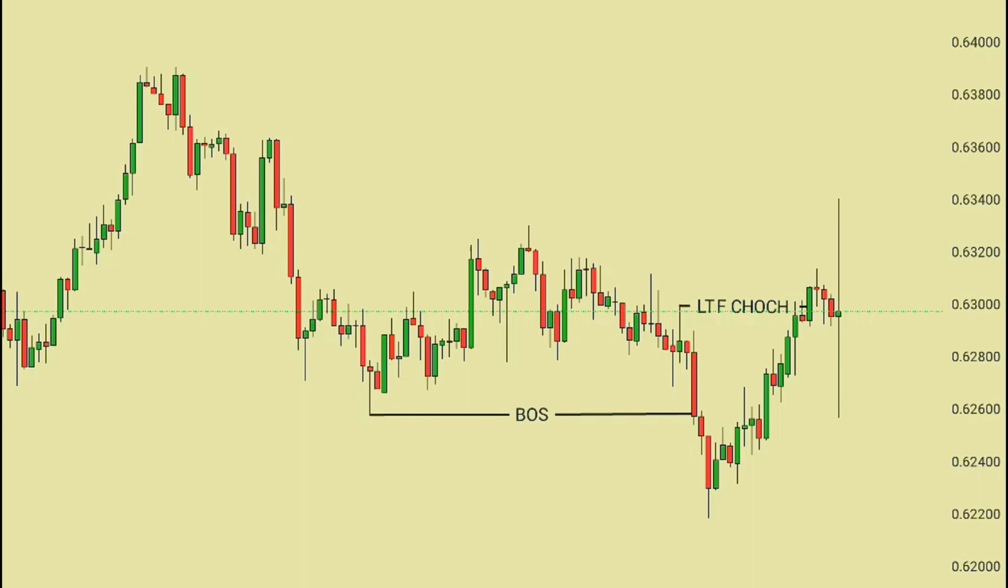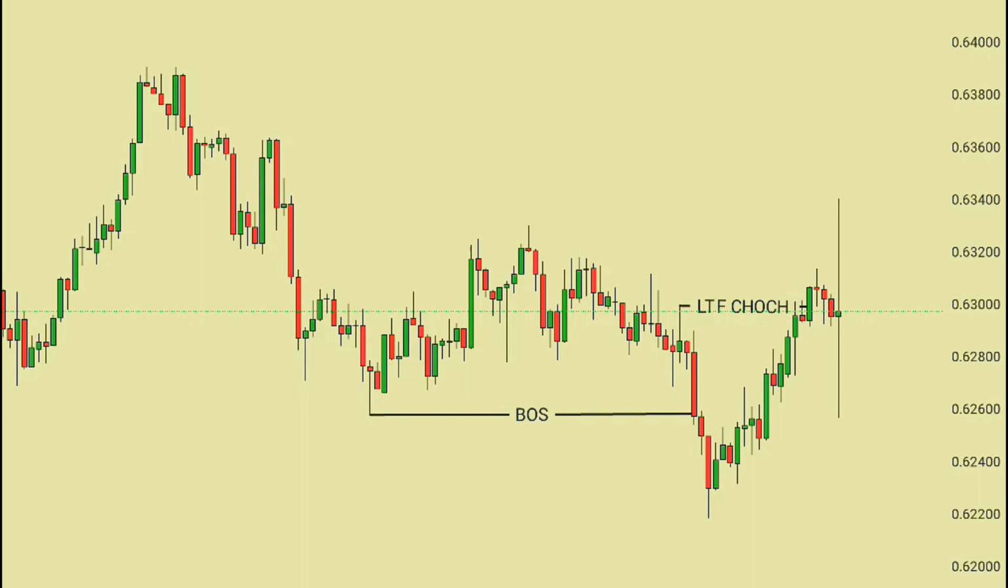For many traders, when they see both confirmations, a break of structure on the higher time frame and a change of character on the lower time frame, it strengthens the bearish bias. At this point, everything is starting to align for a potential sell setup. And that's exactly why the supply zone I marked next looked like the perfect place to enter the trade.